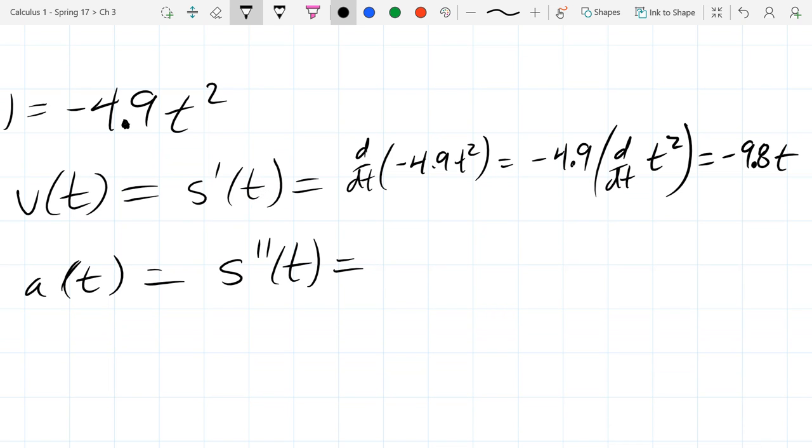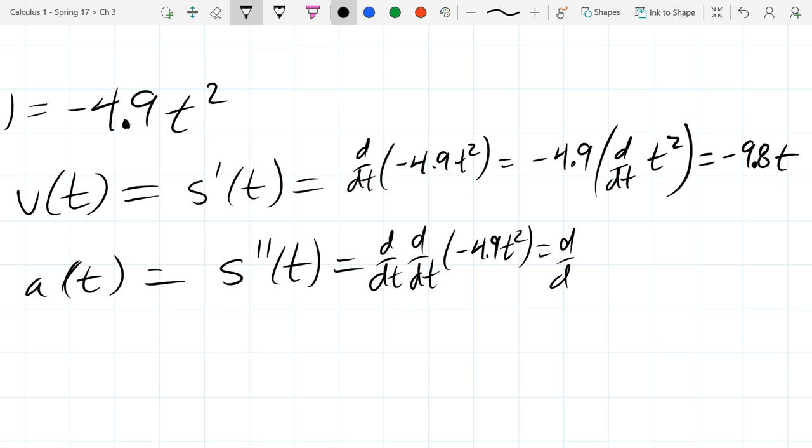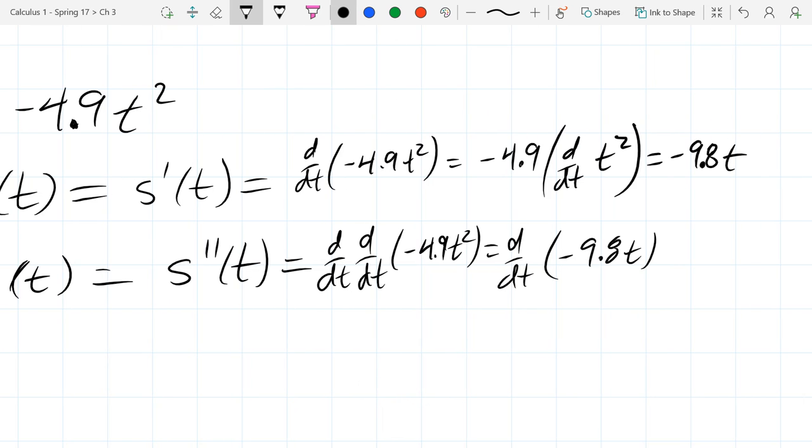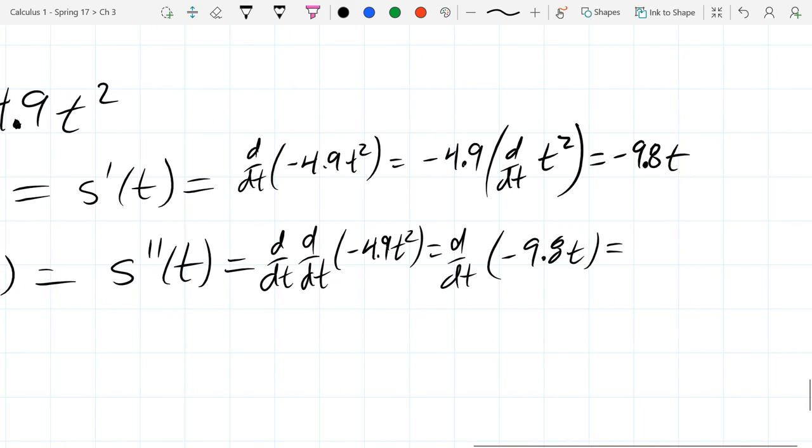Next up, we're going to take the derivative of the derivative we just took. If you write this out all the way, this is d/dt of d/dt of negative 4.9t squared. We already took the first derivative. What is the derivative of negative 9.8t? You're using too many brain cells. Negative 9.8. Our t is already to the first power, so you drop 1 off the power, and you have t to the 0th power, or just 1.